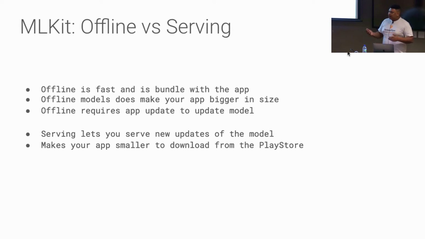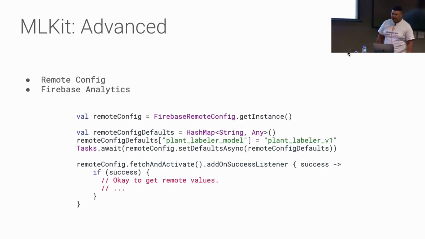And you can serve these models. What's cool about serving these models is that you can update them at any point in time. You don't have to update your application at all. You can serve a model from the cloud, and it will update that model locally on your user's phone all the time. Like I said, it makes the app smaller if you're using served models versus having it bundled with your app.